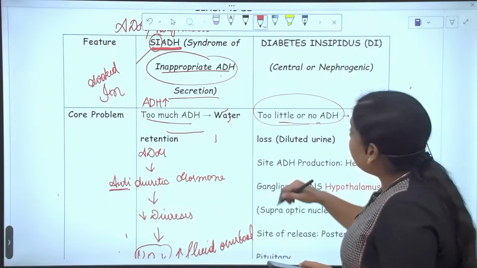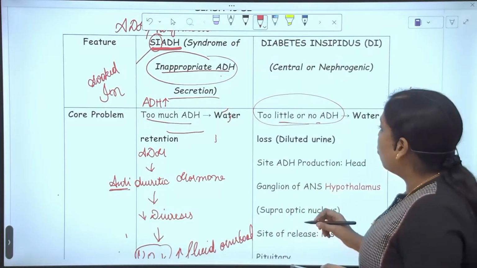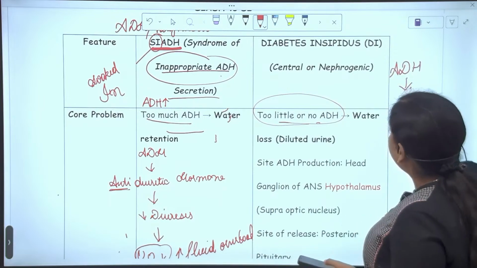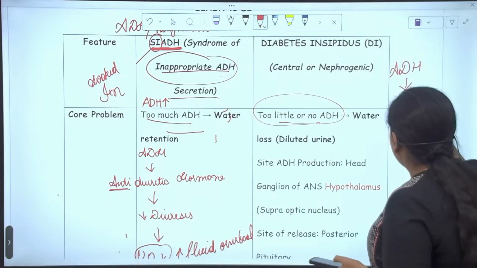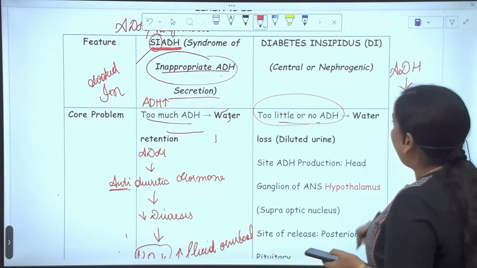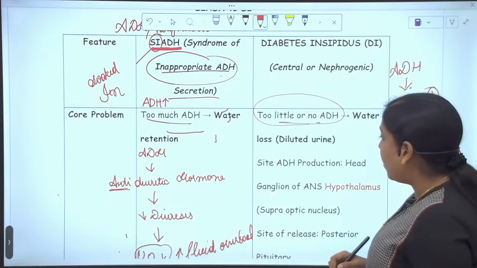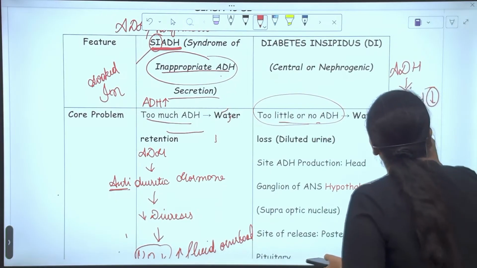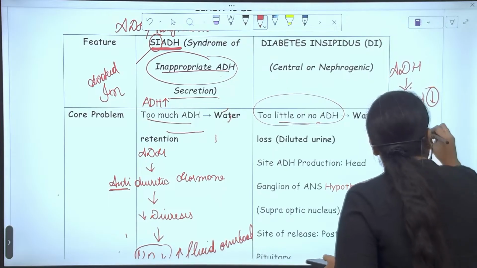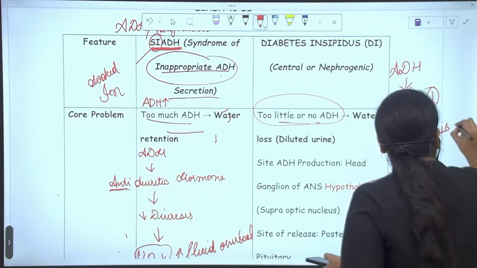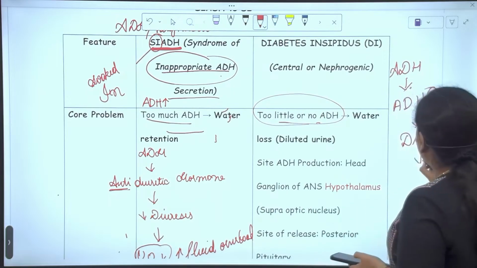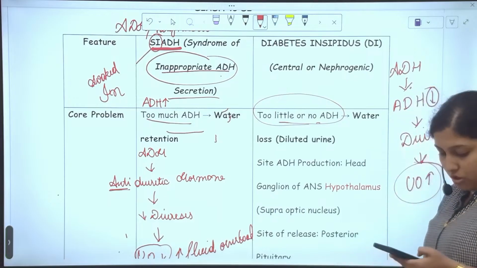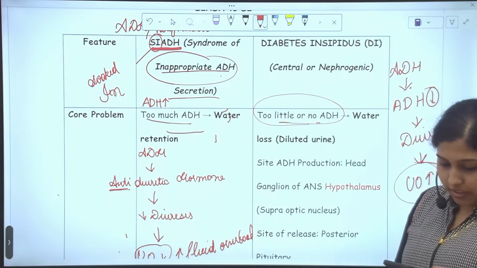And when the ADH is very much less, as I said, ADH is the antidiuretic hormone. So when antidiuretic hormone is decreased, what will happen? Ultimately, the diuresis will be increased, which means there will be more urine output. So that is the fine thing, right?